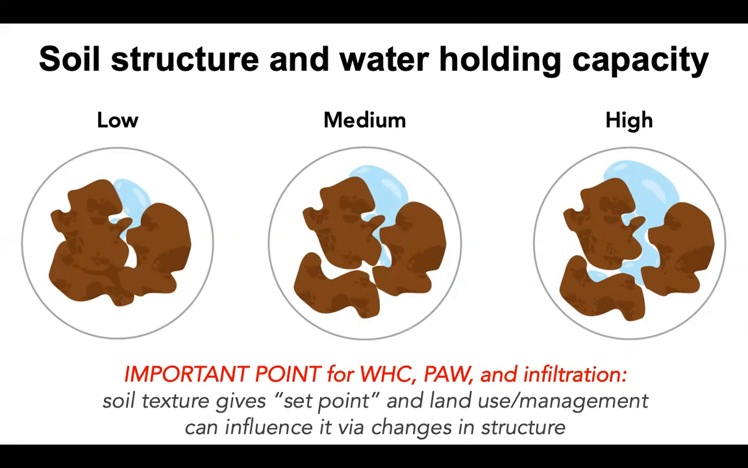Now, an important thing to note, when we're talking about things like water holding capacity or plant available water or infiltration, there is both a soil textural component to this and a land use and management component to this. Soil texture kind of dictates the set point of soil. Soil texture isn't something that changes very readily, so we can't alter it. It's pretty static. However, land use and management is dynamic. And so for each of these properties, there's a tendency of a specific soil from its texture, but then we also have some degree of control over it using land use and management.